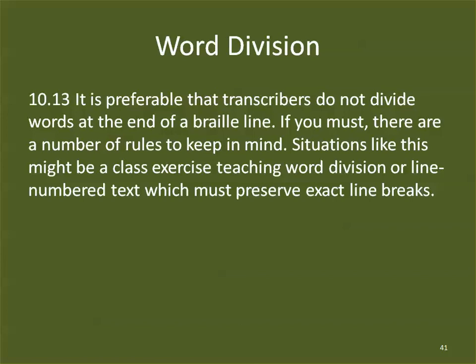Line numbered text is where you might have, say, a Shakespeare play, or studying poetry, or prose, which is paragraphs, where there are numbers along the margin telling you which line you're on. So in that case, the breaks in Braille have to be exactly where they are in print. So you would have to divide words if they are divided in print. And then you would have to go to section 10.13 in the rulebook to find out how to handle contractions when the word they're a part of is split up.